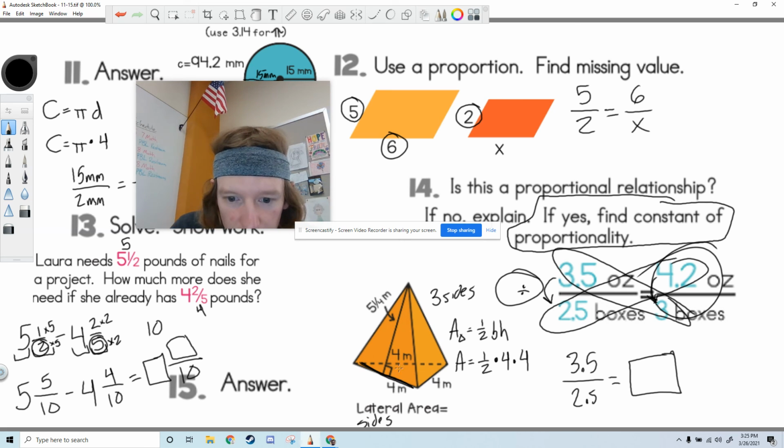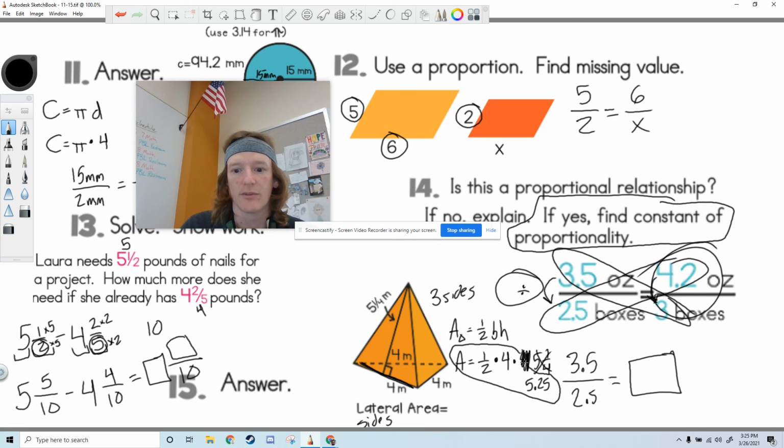Oh, that's not the height. The height isn't 4. The height is 5 1/4, or 5.25 for a quarter. So we need to multiply these three numbers and then multiply that by 3. So 1/2 times 4 is 2 times 5.25. So we have 10.50 is each triangle. So 10.50 times 3, because there's 3 sides, that'll give you your lateral area. Don't forget your label, meters squared.